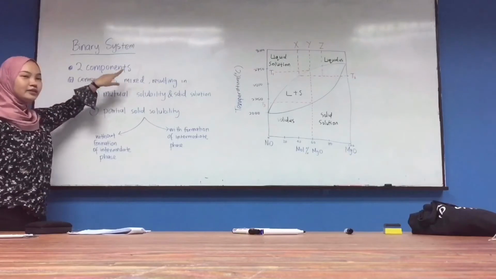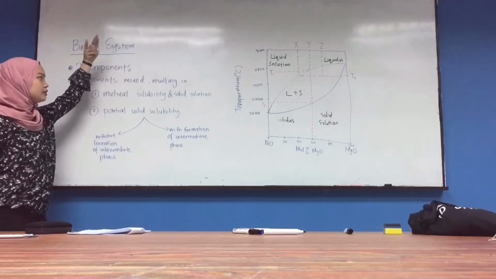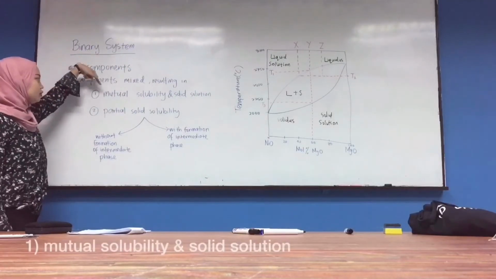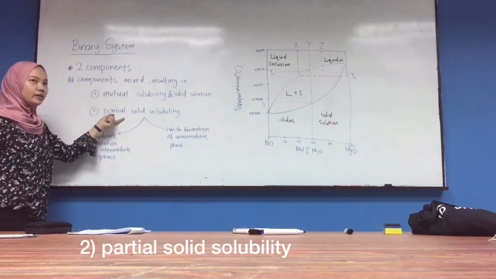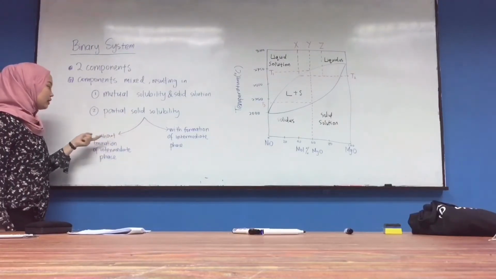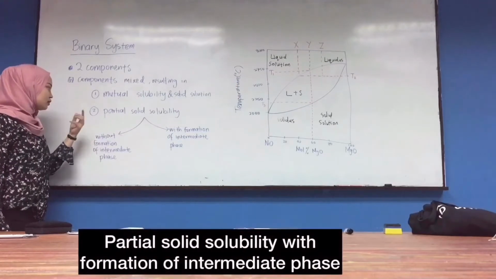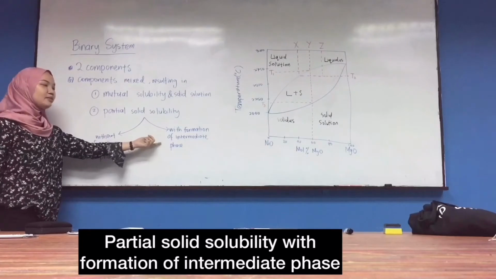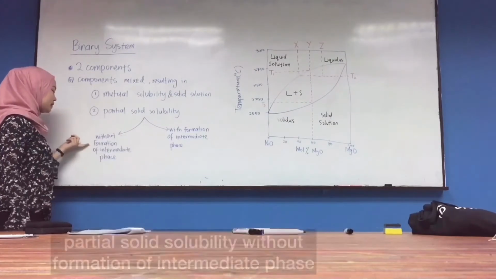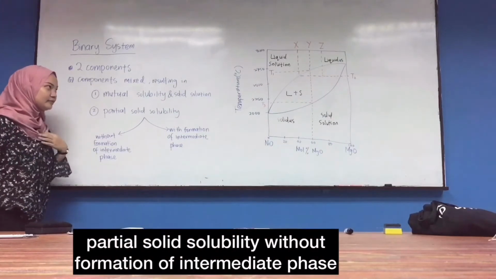Today I will present about the binary system. A binary system consists of 2 components. But when the components mix together, it will result in mutual solubility and solid solution, and partial solid solubility, which consists of partial solid solubility with formation of intermediate phase and without formation of intermediate phase.